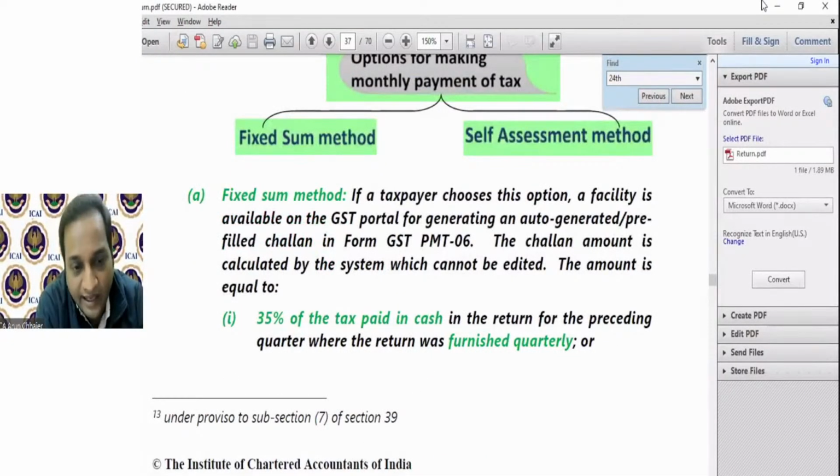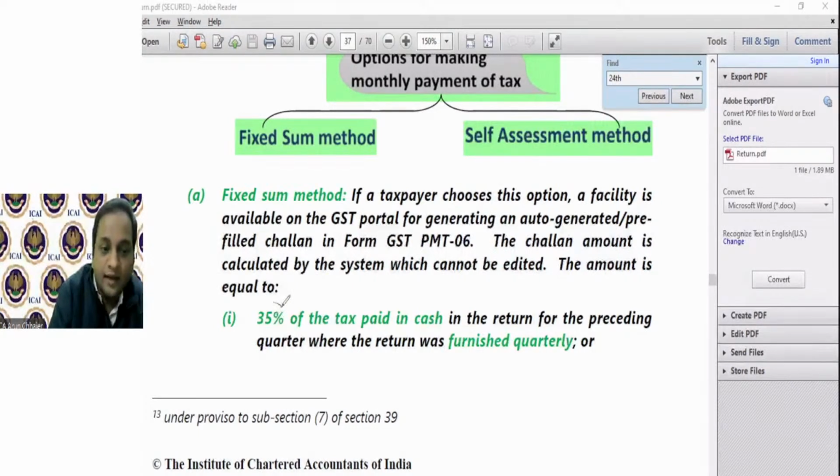Now, if I have opted fixed sum method, then I have to pay 35% of the tax paid in cash in the return for the preceding quarter where the return was furnished quarterly. Now, how much I need to pay the tax, it will depend upon the last period. Let's say I am talking about how much I have to pay the tax of October or how much I have to pay the tax of November.